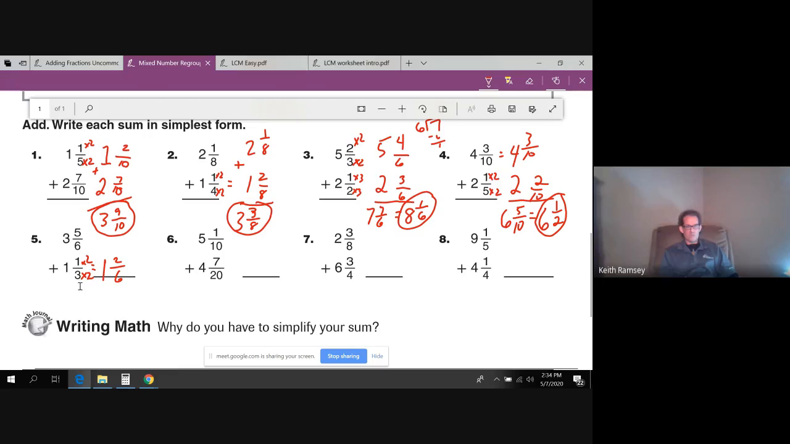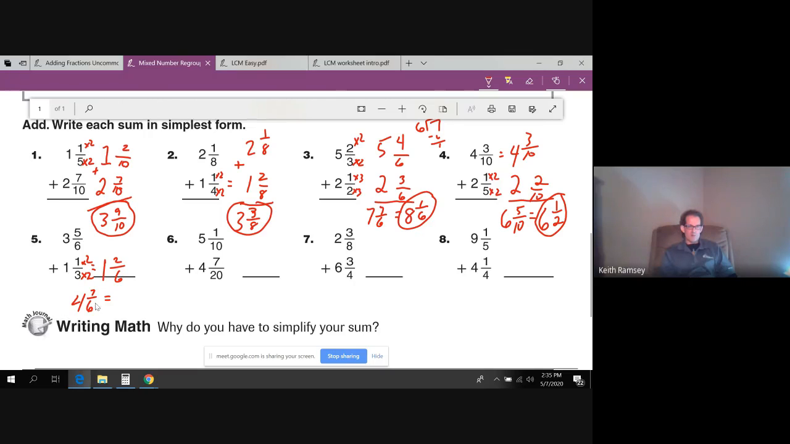Okay? Now I'm going to add my whole numbers. 3 plus 1 is 4. 5 plus 2 is 7. And the bottom stays the same. Here again, I have to regroup because 7/6 is an improper fraction. The numerator should not be more than the denominator. If it is, you have to divide, okay?